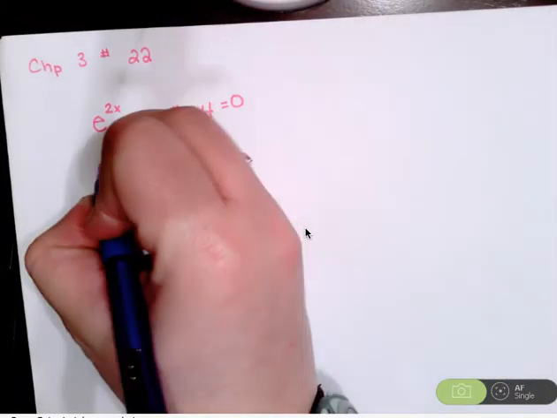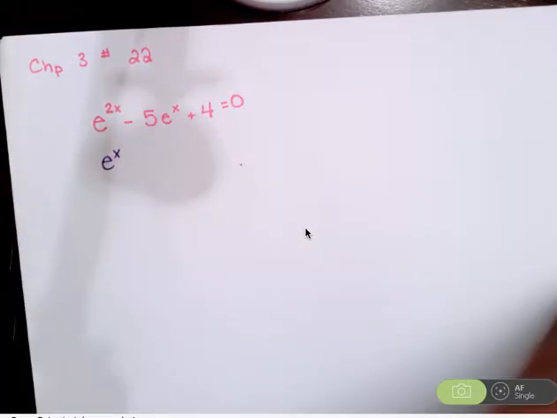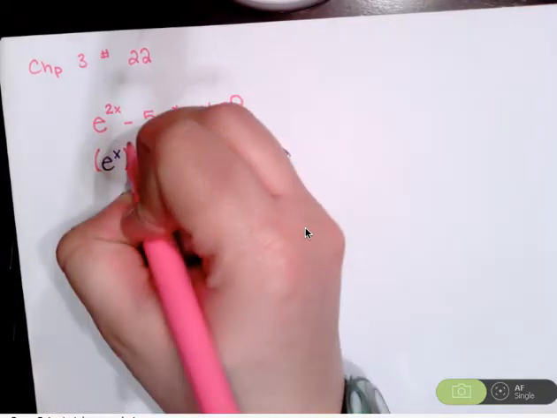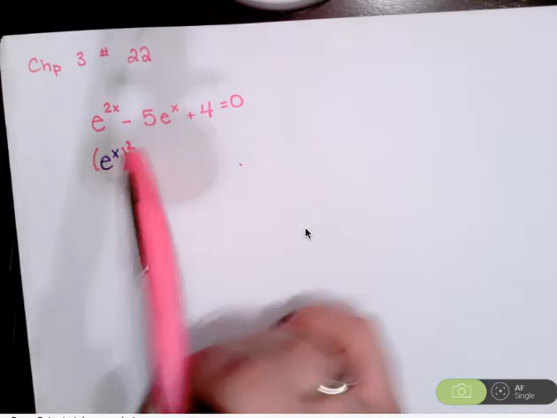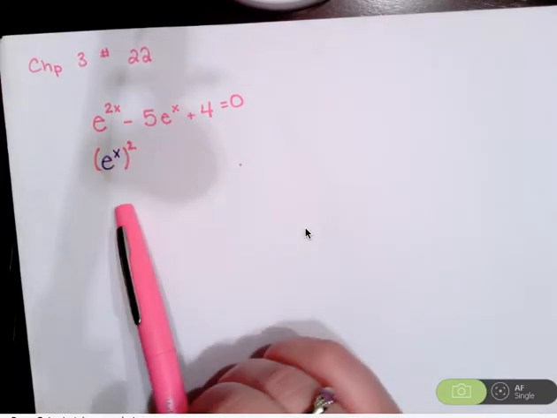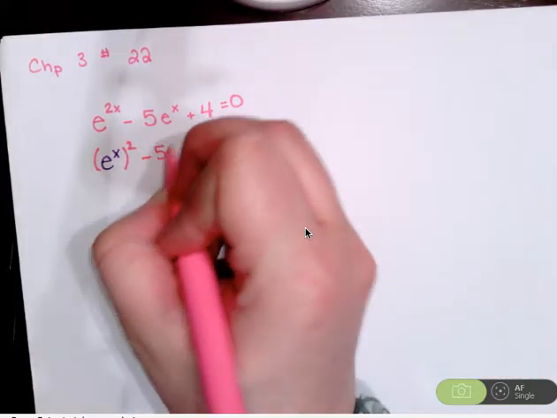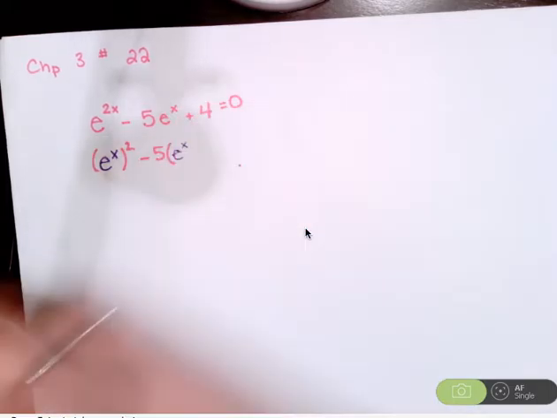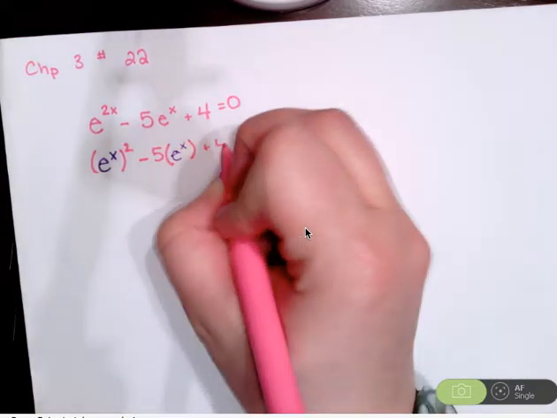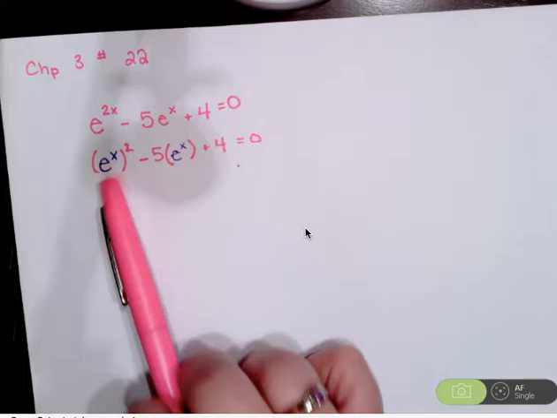That's the same thing as, and I'm going to write it in different colors because I think this helps, e to the x, all of that squared. Because when you want to simplify this, you just go x times 2, which is 2x. So these two things are exactly the same. And then minus 5 e to the x plus 4 equals 0. So this is just a quadratic.